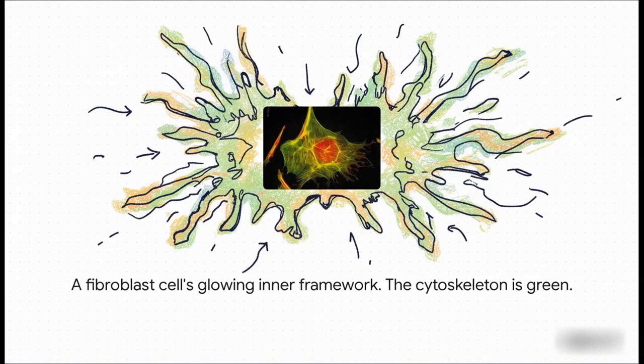And just look at this. This is the real deal. It's a fibroblast cell completely lit up using fluorescence. That glowing green web you see? That's it. That's the cytoskeleton. It's this massive, intricate network of protein fibers that stretches all the way through the cytoplasm, giving the cell its structure and its amazing mechanical strength.